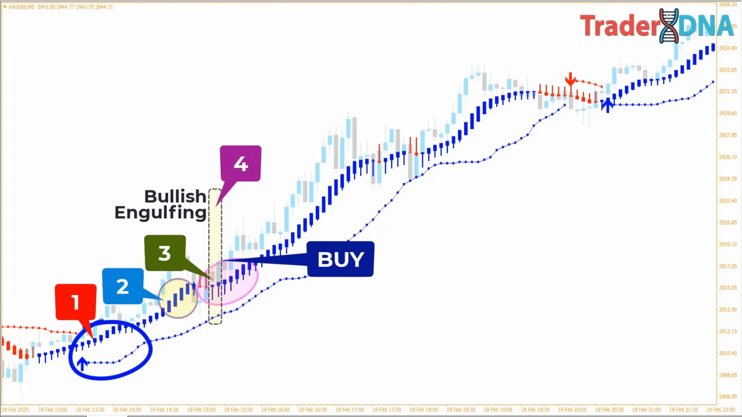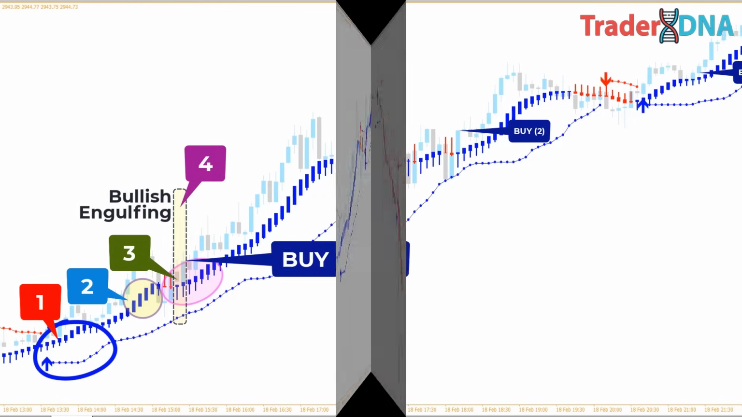No hesitation. As you can see, this strategy isn't just simple, it's incredibly precise and highly effective. By following these 4 rules, you're making calculated high probability trades instead of guessing or chasing the market. Stick to the process, trade smart, and let's dominate the charts.